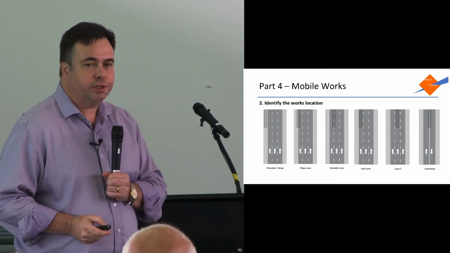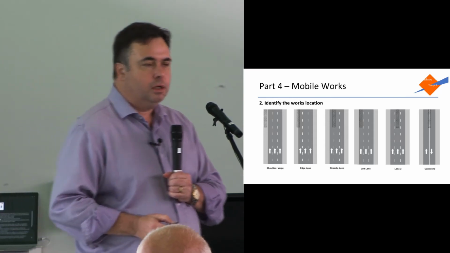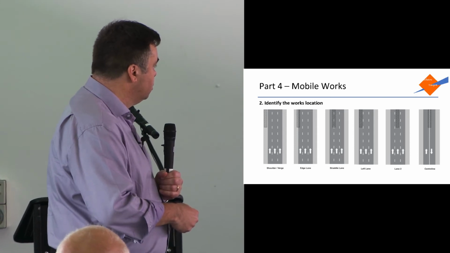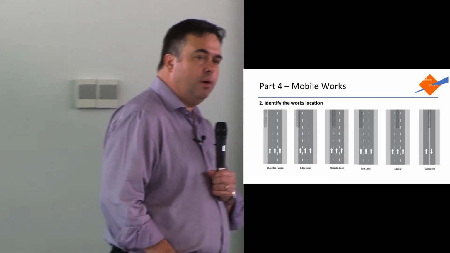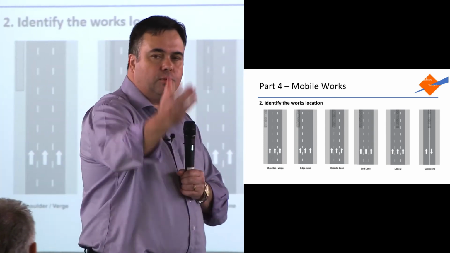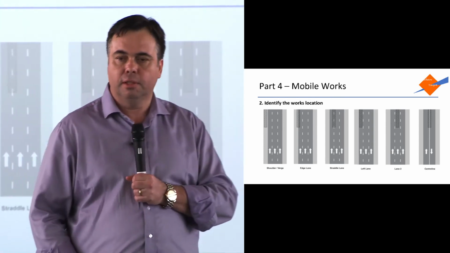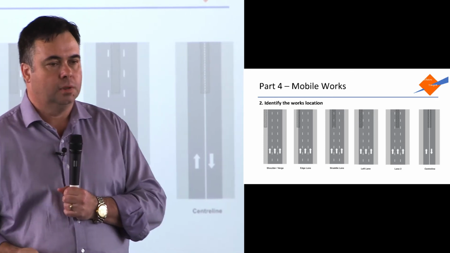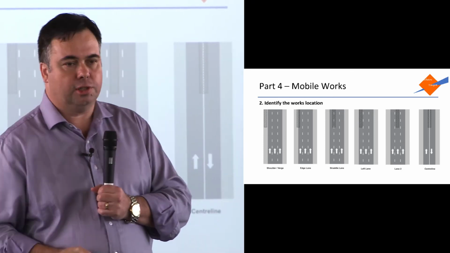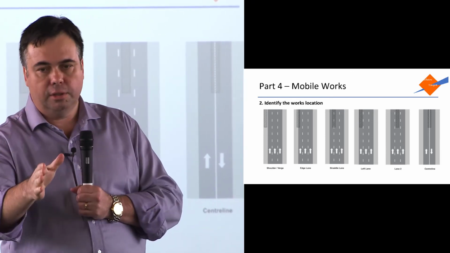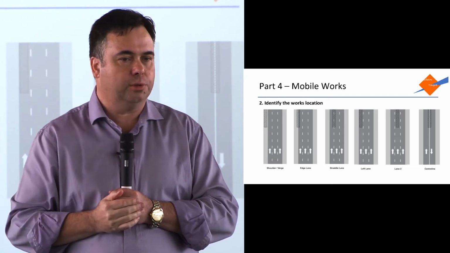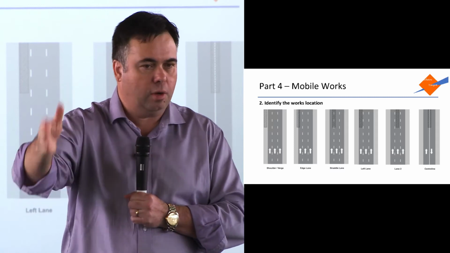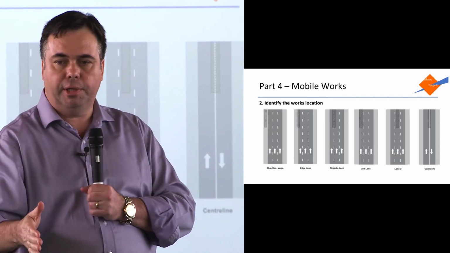Identify which lane the works are going to be in. If you're working on 4 different lanes, my best practice is I won't just give you one TGS and say, here's what a convoy for mobile works looks like. I'll give you 4 of them. To do the left edge line, you do this. To do the first lane line, this is where your works vehicle should be. To do the second lane line, this is where your works vehicle should be. To do the right edge line, this is where it should be.